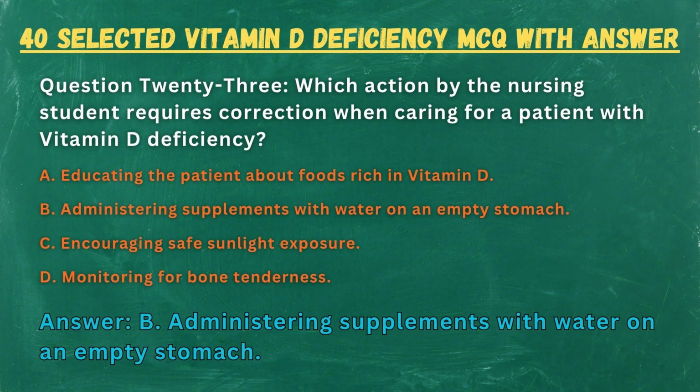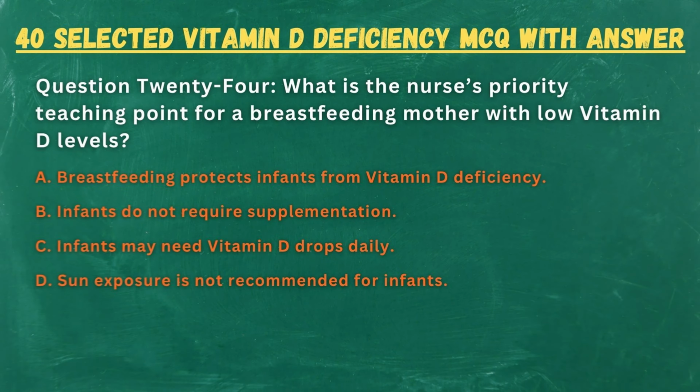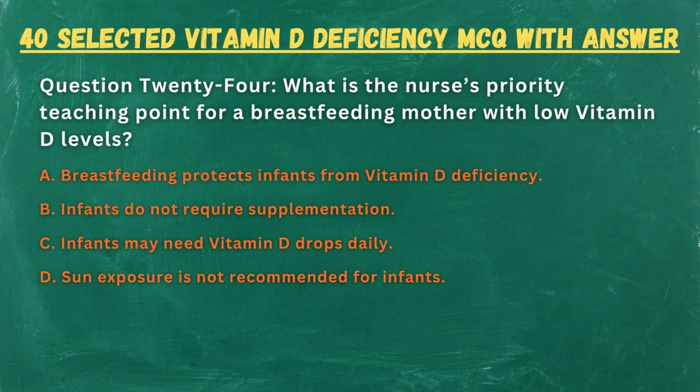Answer: B. Administering supplements with water on an empty stomach. Question 24. What is the nurse's priority teaching point for a breastfeeding mother with low vitamin D levels? A. Breastfeeding protects infants from vitamin D deficiency. B. Infants do not require supplementation. C. Infants may need vitamin D drops daily. D. Sun exposure is not recommended for infants.